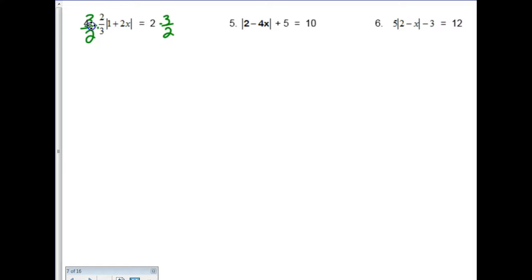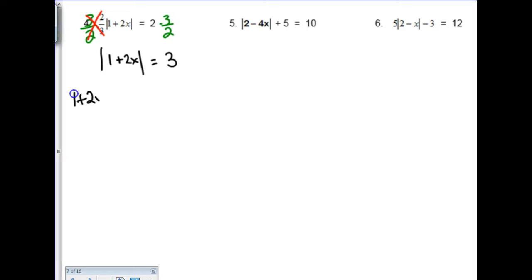So the reciprocal of 2/3 is 3/2. So these guys cancel. And I have a new and improved problem, bless you, of absolute value 1 plus 2x. And then if I do a little computation here, it equals a 3. New problem, new day. Now I can set up my 2 problems.